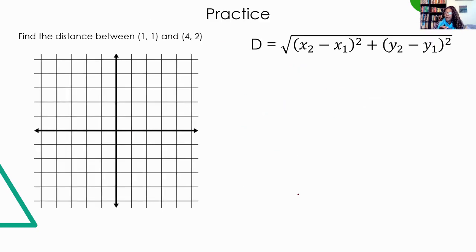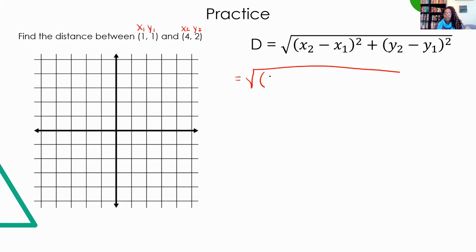So now I want you to practice. Okay? You can pause this and then we can try to calculate some things out, but try to do this on your own. All right. So let's check our answers. So we have our x1, our y1, our x2, and our y2. And we're going to plug it into our formula.